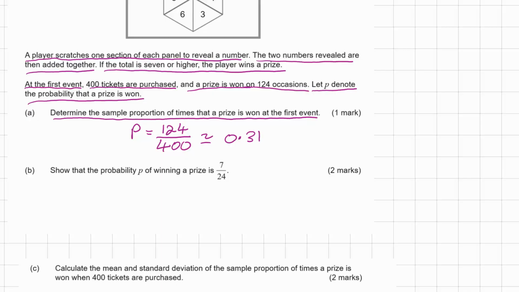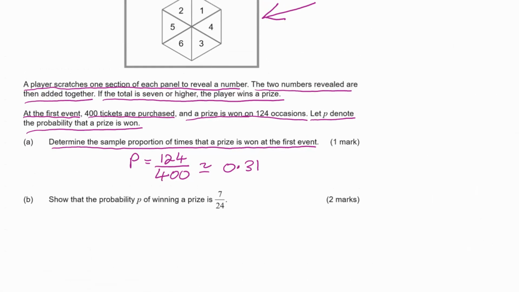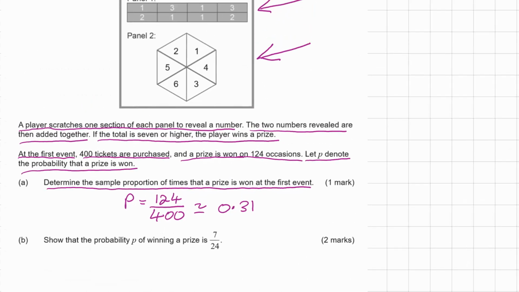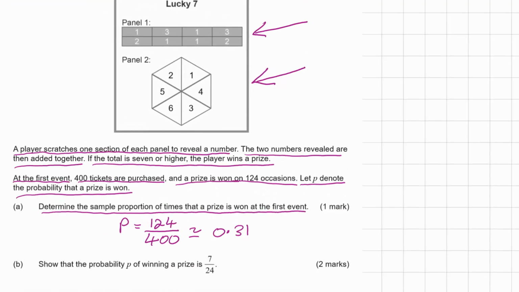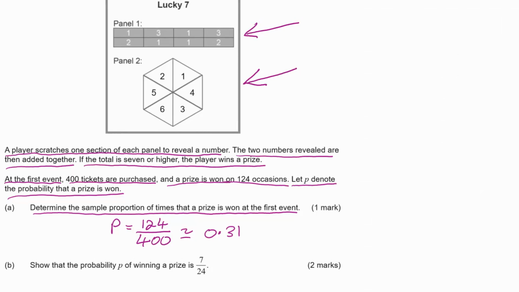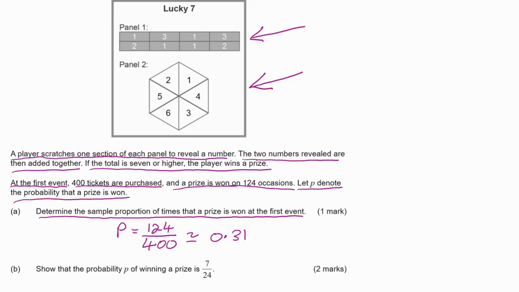We want to show the probability of winning a prize is 7 over 24. Now, there are various ways of going about this, one of which would be to use a grid. So I'll just work in this space up here so that we can see everything. And so what we could have in our grid is panel 1 and panel 2.